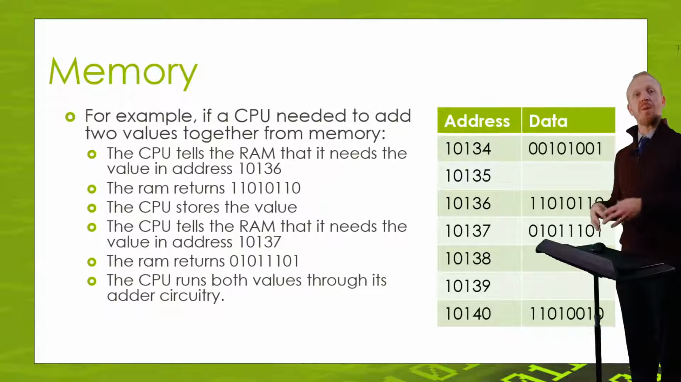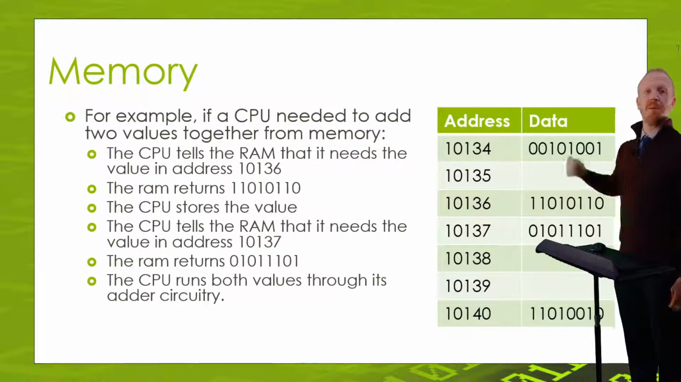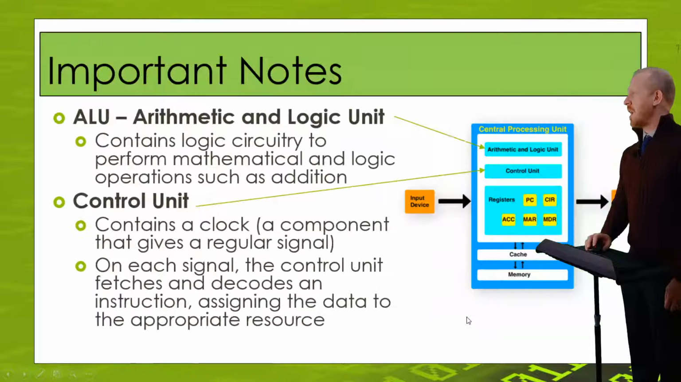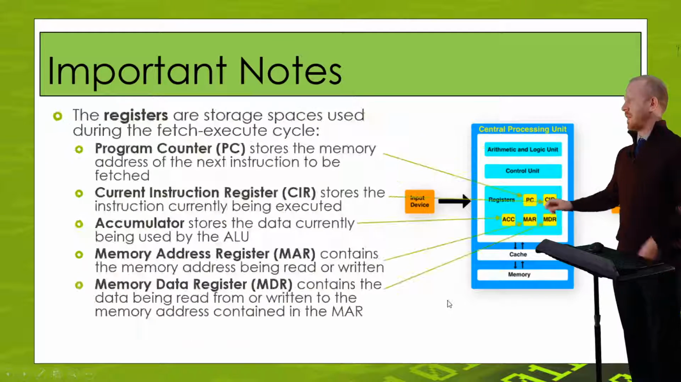So now my CPU has access to that value, and it can put it into the current instruction register or wherever it needs to go. And the final register is the accumulator.